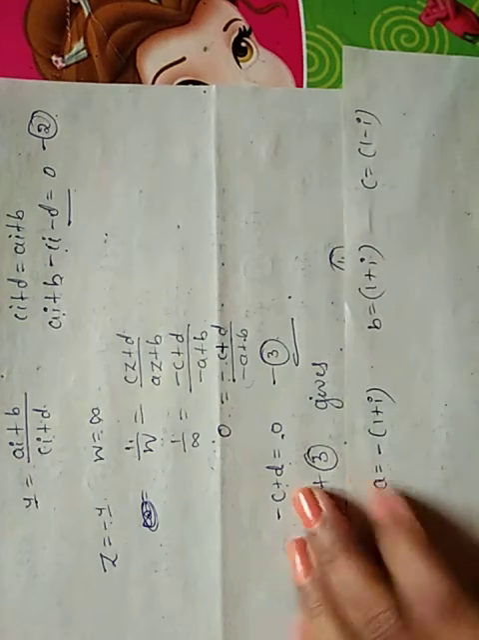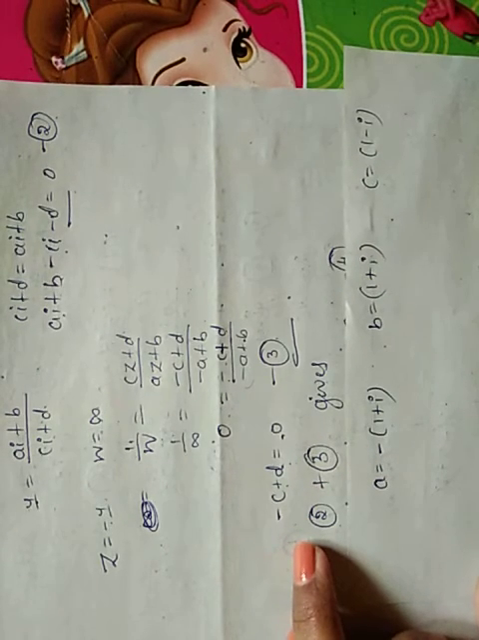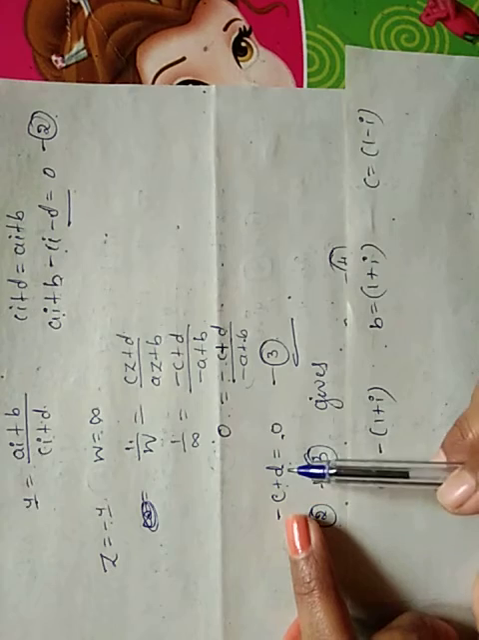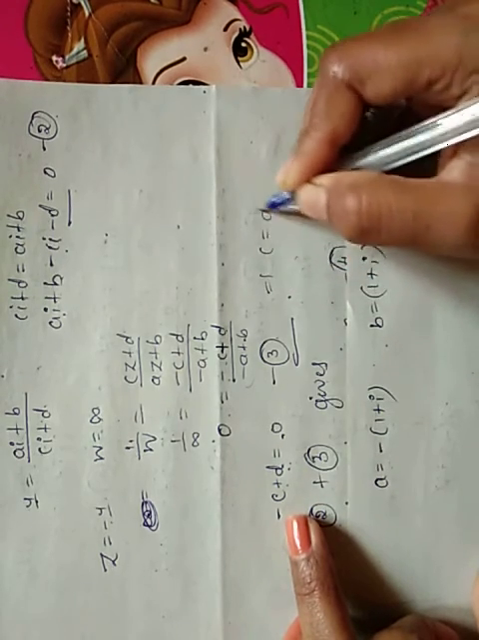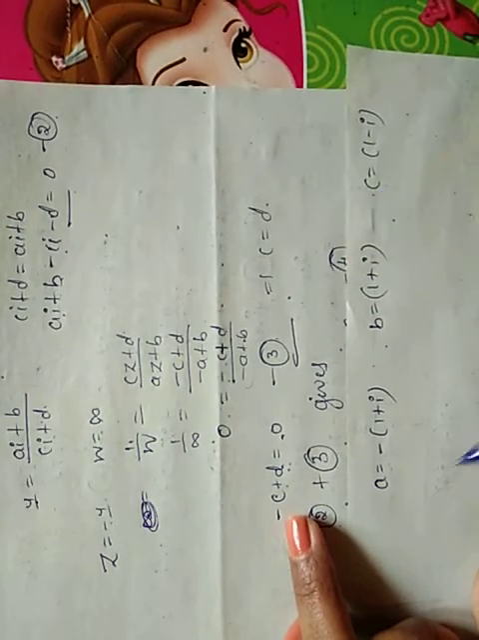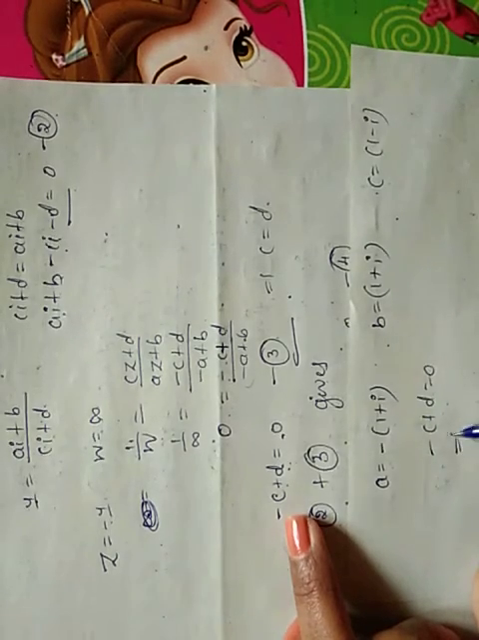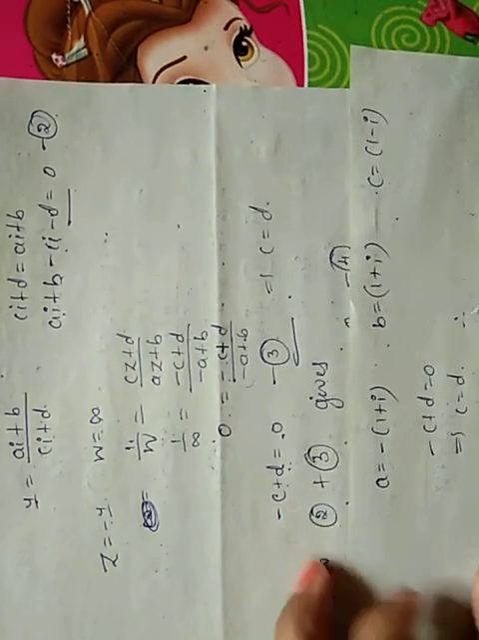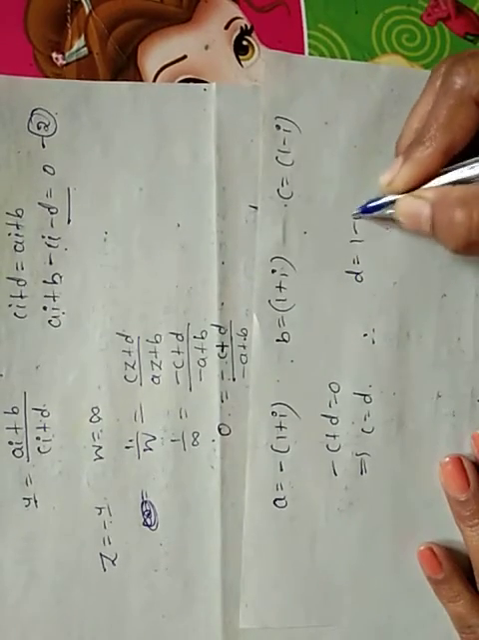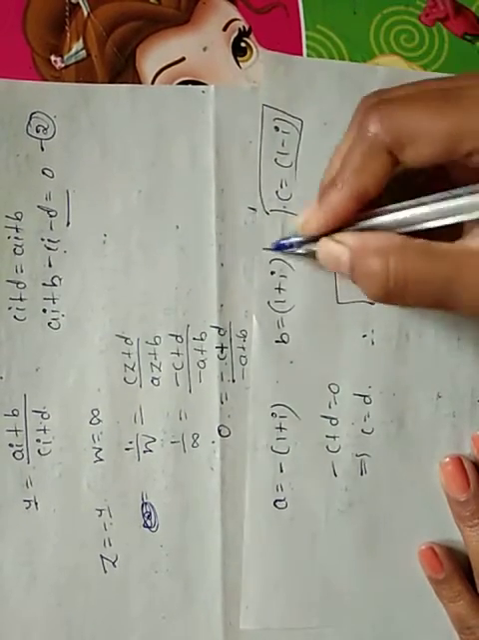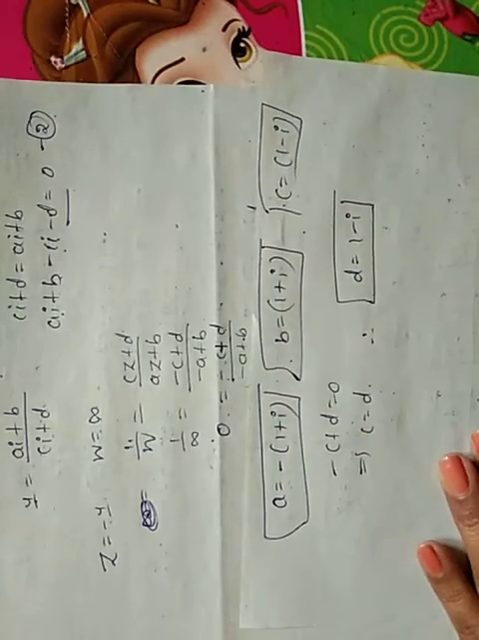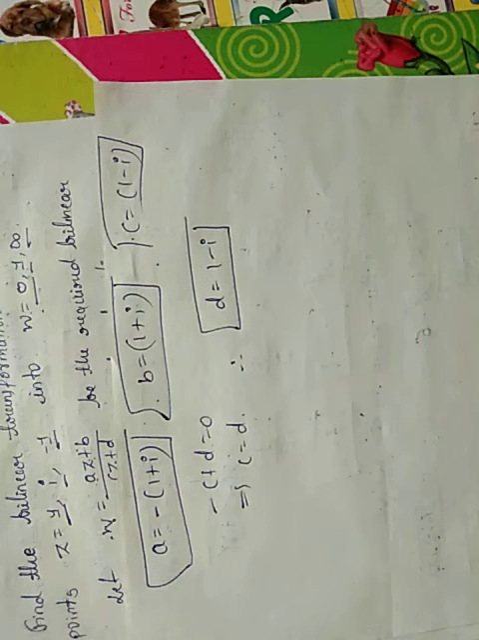See here, minus c plus d equal to 0. So a, b, c values are found. We need only d. So minus c plus d equal to 0 implies c equal to d. Therefore, d equal to 1 minus i. Therefore, a equal to minus of 1 plus i, b equal to 1 plus i, c equal to 1 minus i, d equal to 1 minus i.